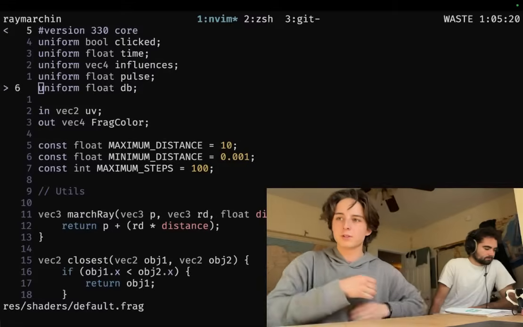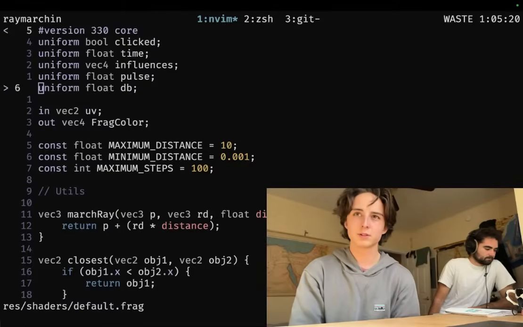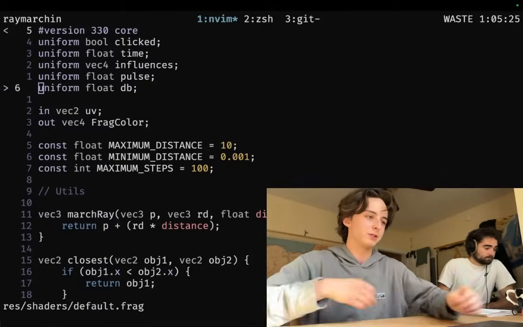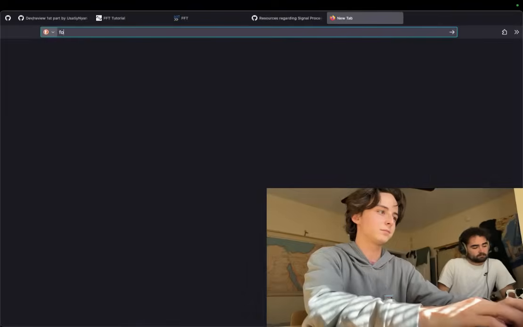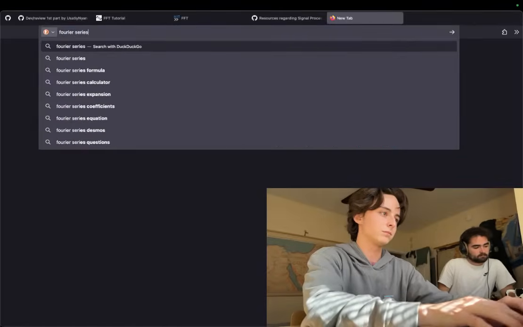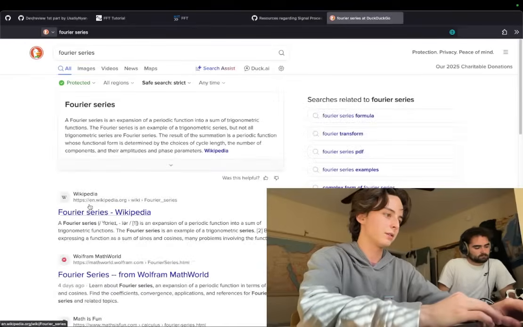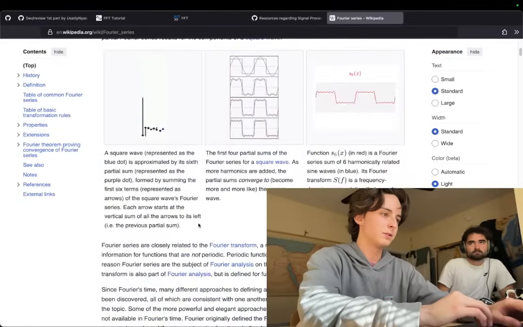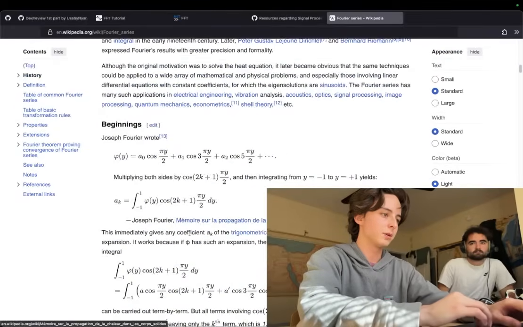I think I missed it. Are you familiar with the Fourier series? Maybe, but it's been a while on the terminology. Let's check. Is there just an equation I can look at? Okay, sweet.